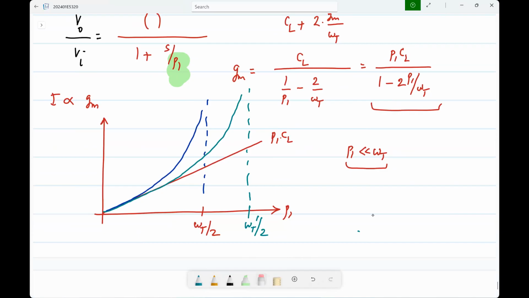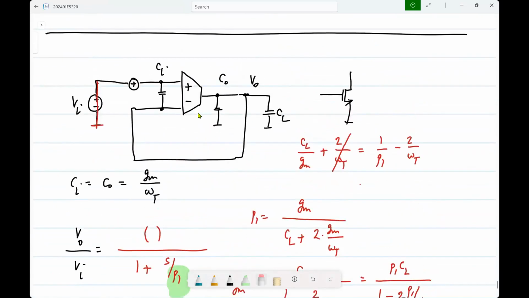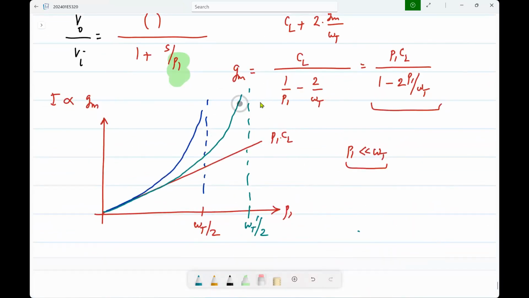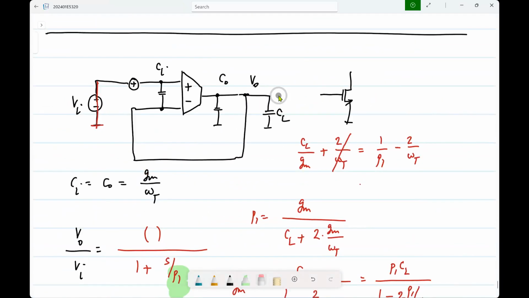Basically, for a given CL, to get a higher pole frequency or higher bandwidth, you have to increase GM. Now, if you increase GM, these capacitances will also increase. Beyond some point, these capacitances will actually dominate the load capacitance. So if you are operating somewhere here, the load capacitance is negligible. You could probably just remove that, and nothing happens.